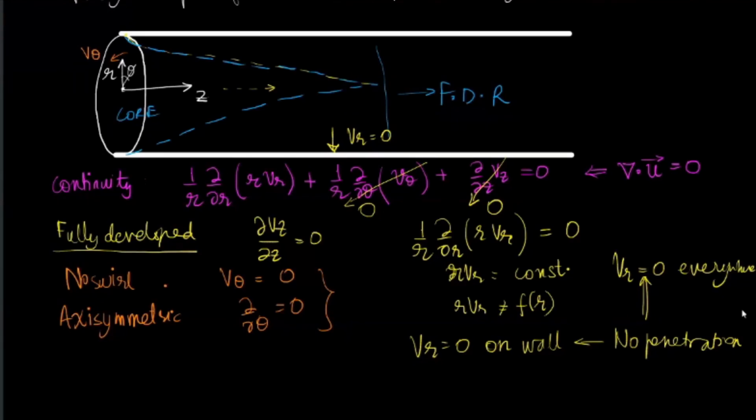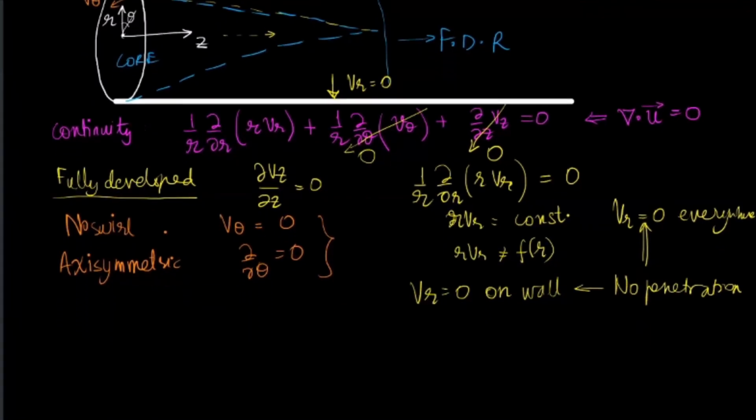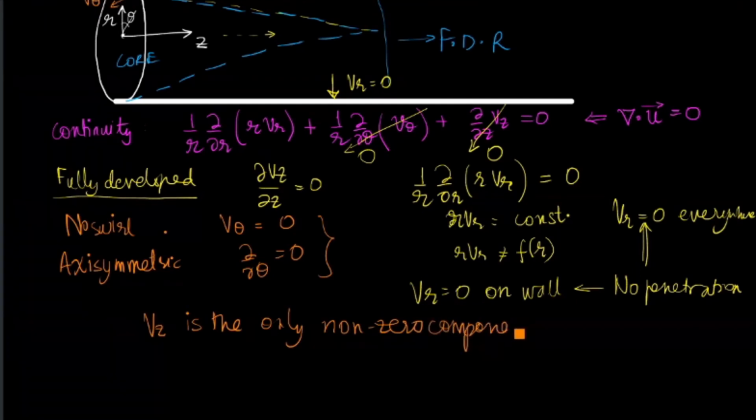So vr won't be 0 everywhere if the walls are porous, say, so there is some flow coming in through the walls and so on. So proceeding, the corollary of this is also that vz is the only non-zero component. Everything else is 0.